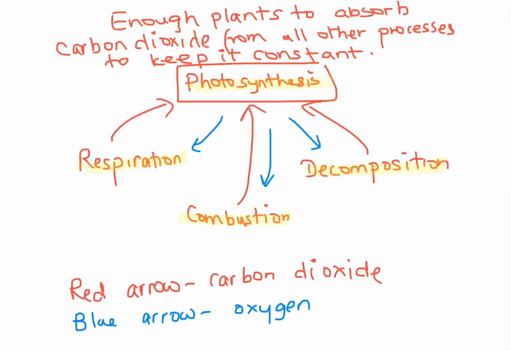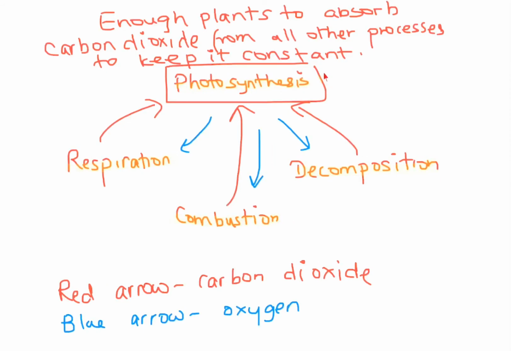So let's see how these four processes are related. Photosynthesis is the only process that absorbs carbon dioxide from the atmosphere. All the other processes are going to absorb oxygen and release carbon dioxide. So respiration releases carbon dioxide, combustion releases carbon dioxide, decomposition releases carbon dioxide. Now all this carbon dioxide needs to be absorbed during photosynthesis.